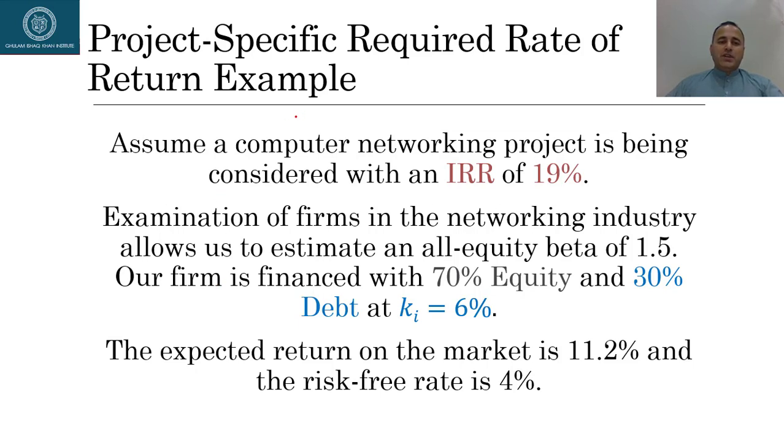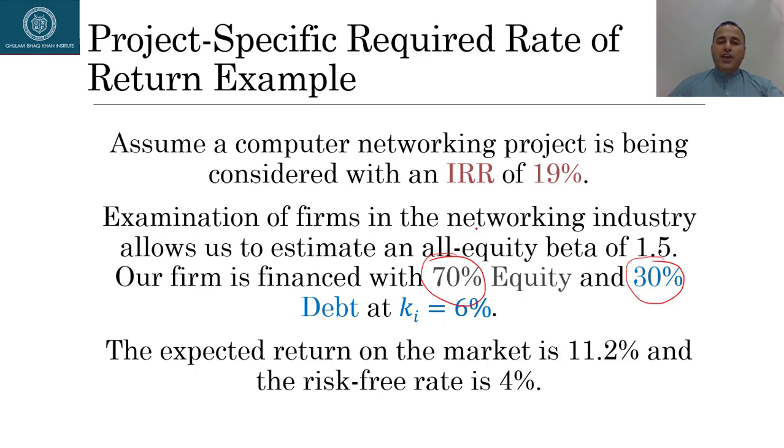Just to give you a simple example, assume a computer networking project is being considered with an IRR of 19%. Examination of firms in the networking industry allows us to estimate an all-equity beta of 1.5. Our firm is financed with 70% equity, which is the capital structure of this company, and 30% debt at KI equal to 6%. The expected return on the market is 11.2% and the risk-free rate is 4%. So I have all the parameters to calculate my project-specific required rate of return.